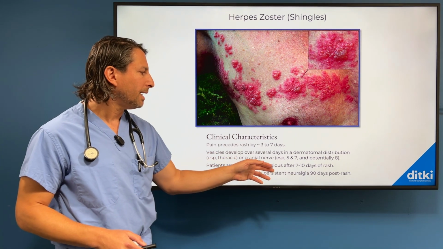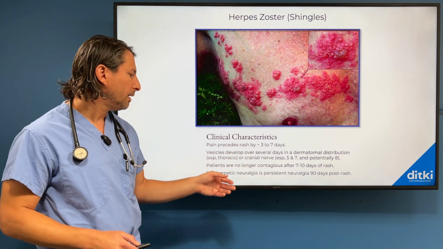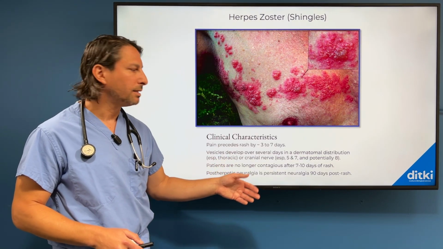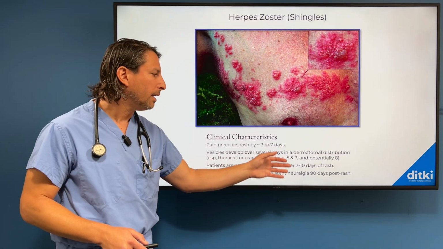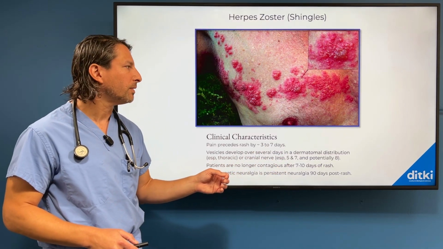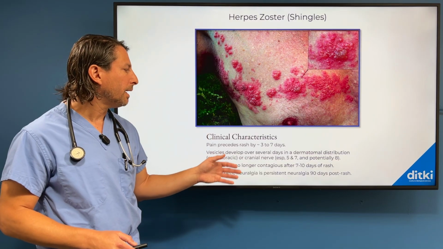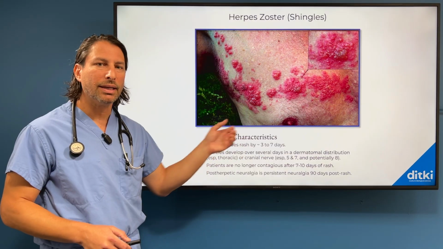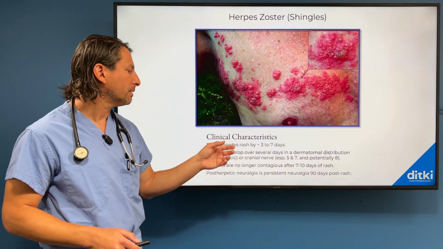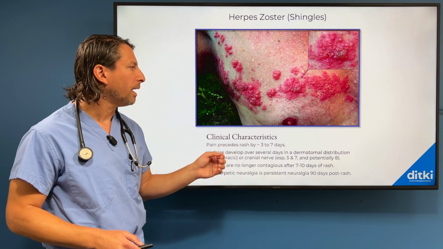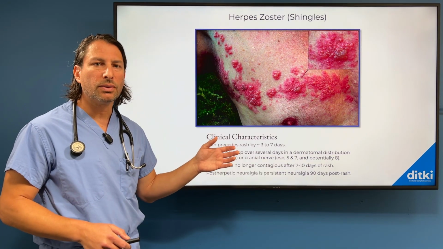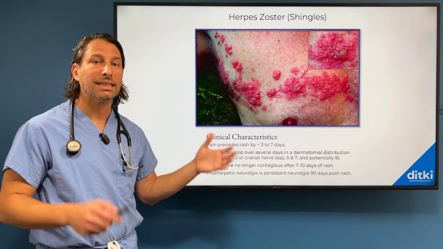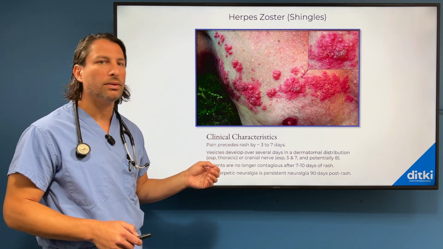Patients are no longer contagious after 7 to 10 days of rash. Post-herpetic neuralgia is an important potential complication. This is ongoing nerve pain 90 days, 3 months after the rash eruption. Again, the herpes virus lies dormant within the dorsal root ganglion, and then it tracks back to the skin to cause this vesicular rash. In individuals older than 50, it's generally recommended they get the shingles vaccine. If you're older than 60, it's very strongly recommended you get the vaccination.